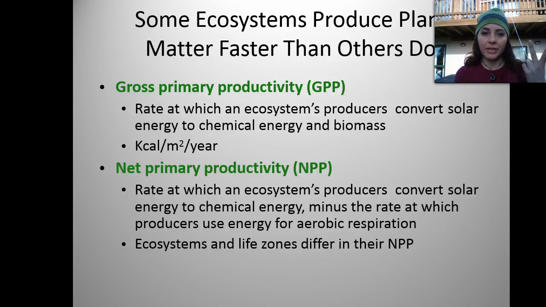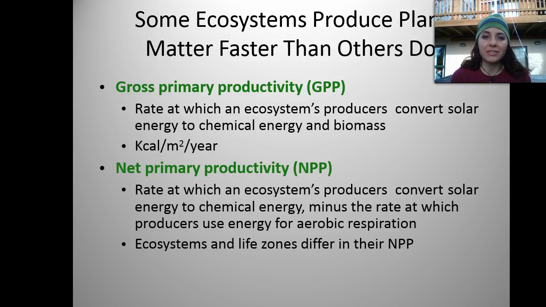So the two terms that we're going to end with are gross primary productivity and net primary productivity. Gross primary productivity is the rate at which an ecosystem's producers convert solar energy to chemical energy in biomass, and this is given in kilocalories per meter squared per year. Net primary productivity is the rate at which the ecosystem's producers convert solar energy to chemical energy, subtracting the rate at which those producers use the energy for aerobic respiration. So the total, or the net gain.